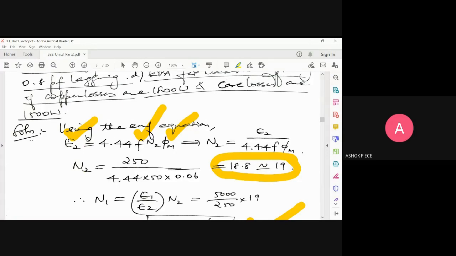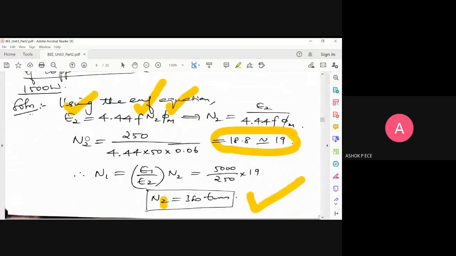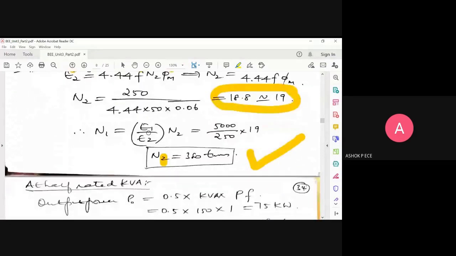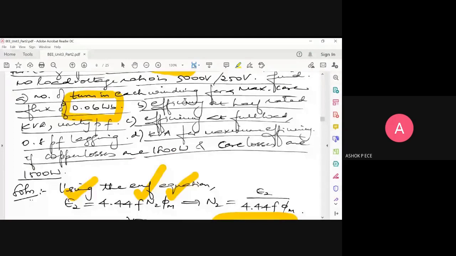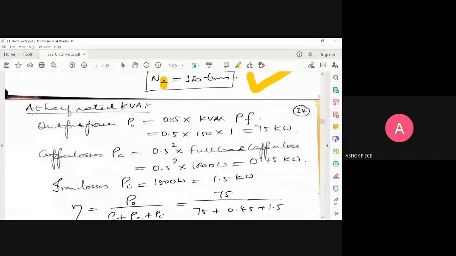Now see, find the efficiency at half rated kVA and unity power factor. Half rated kVA means the output power is 0.5 times your kVA. So you know that P naught is VI cos phi, correct? VI is going to be kVA. Cos phi is power factor. They're asking 0.5, half, so 0.5 times your kVA into power factor. 0.5 into kVA is 150 and power factor is 1, unity power factor. So what is the output power you get? 75 kilowatt is the output power.